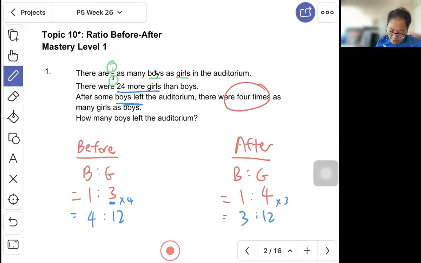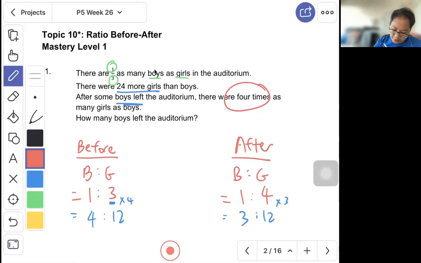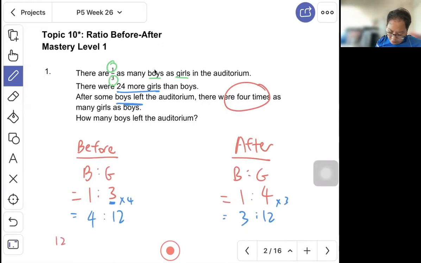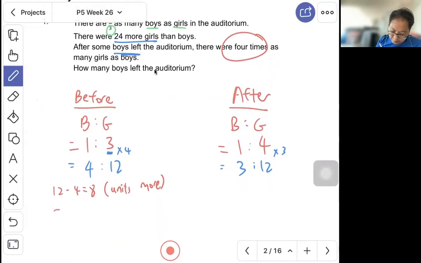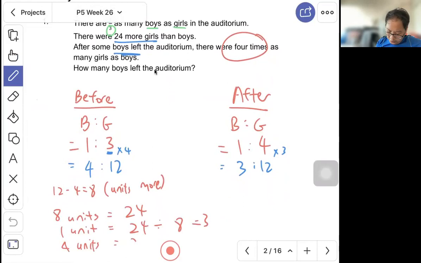So let's find out how many boys and how many girls at first. There were 24 more girls than boys. So 12 minus 4 is 8, so 8 units more. 8 units is 24. Then 1 unit will be 24 divided by 8, which is 3. So 4 units will be 3 times 4, 12. So there are 12 boys at first.